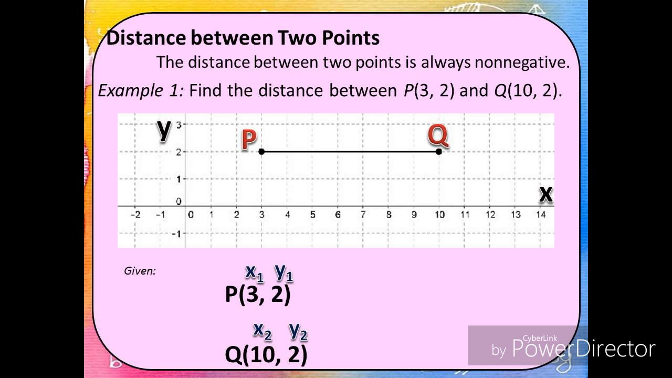Okay, example number 1. Find the distance between point P, positive 3, positive 2, and point Q, positive 10, positive 2. So given, we have the point P, positive 3, positive 2. 3 is x sub 1, 2 is y sub 1. The second point is Q. 10 is x sub 2 and 2 is y sub 2.